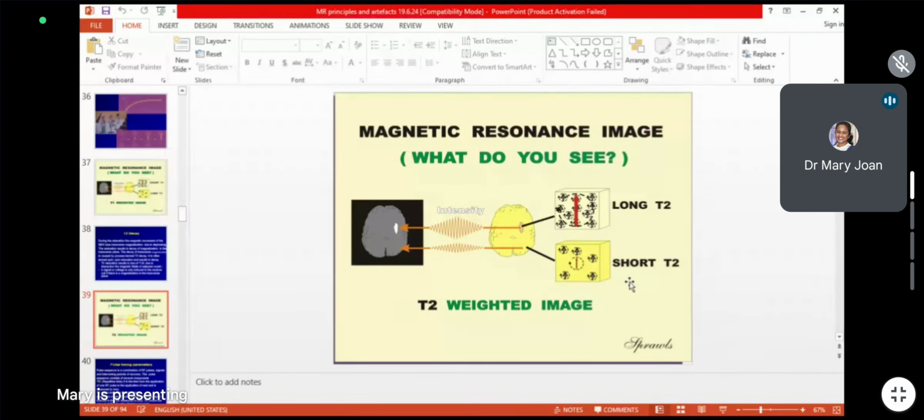So here you can see what a T2 weighted image is. With high intensity we get a long T2 and with low intensity we get a short T2, resulting in the T2 weighted images.